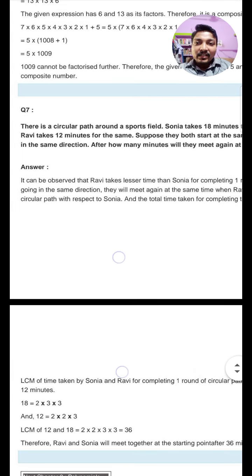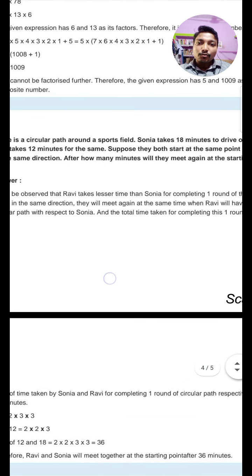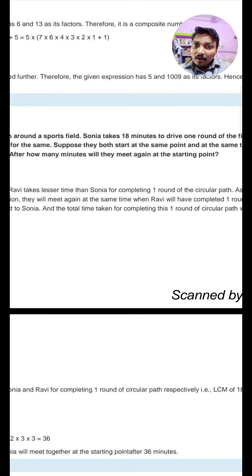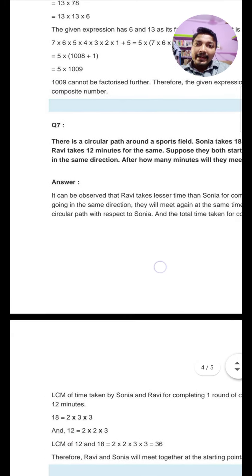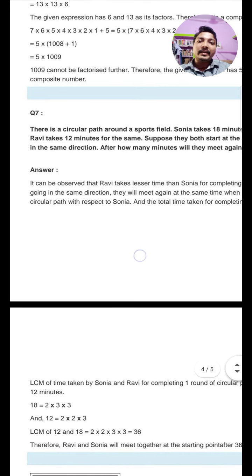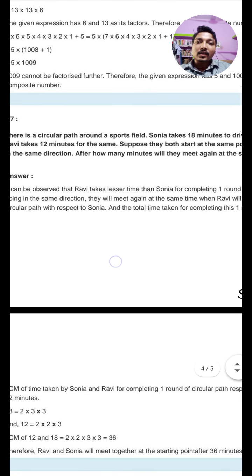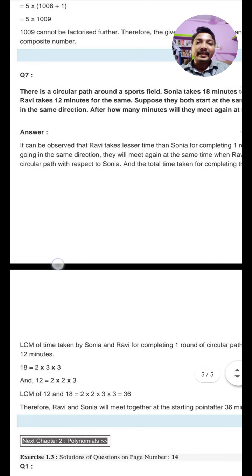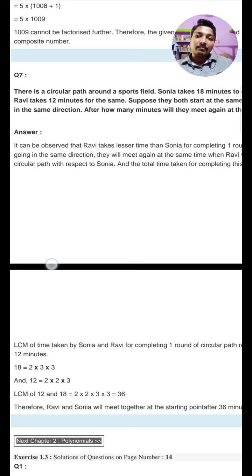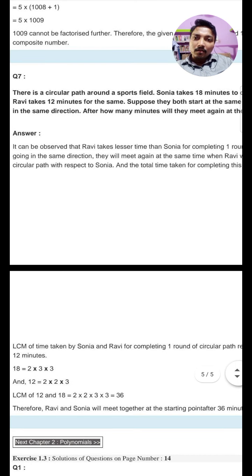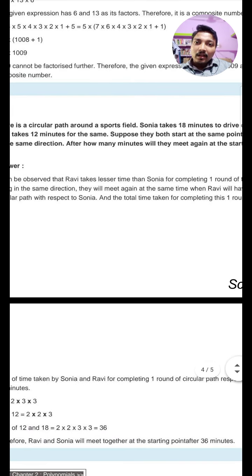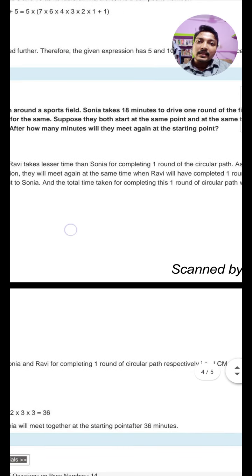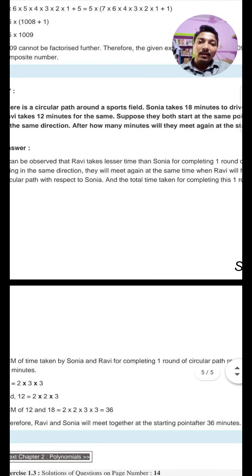So here the question says there is a circular path around a sports field. Sonia takes 18 minutes to drive one round around the field, whereas Ravi takes 12 minutes for the same. Suppose they both start at the same point and at the same time and go in the same direction. After how many minutes will they meet once again at the starting point?